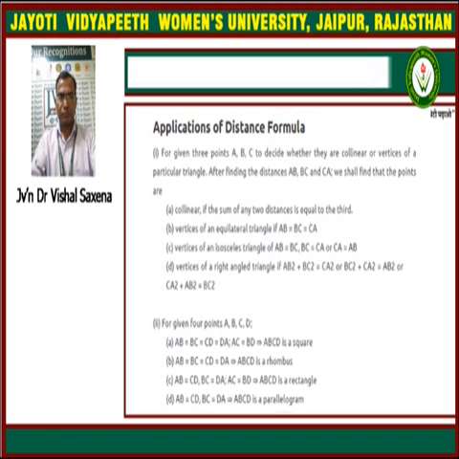ABCD is a rhombus when AB = BC = CD = DA. If this condition holds, then it is a rhombus. While for the square, all four sides must be equal and the diagonals AC and BD must be equal. For the rectangle, AB = CD and BC = DA, and the two diagonals AC and BD must be the same, then ABCD is a rectangle.